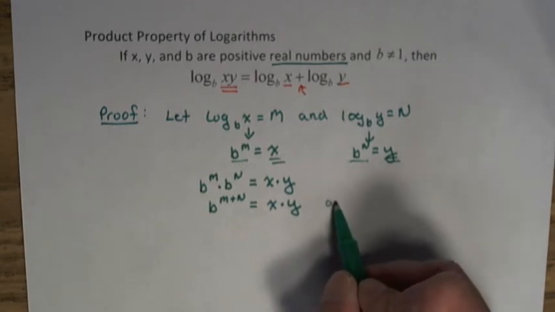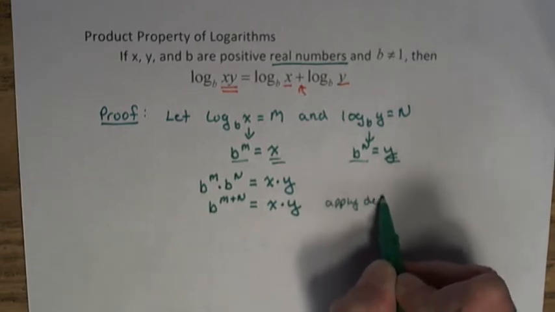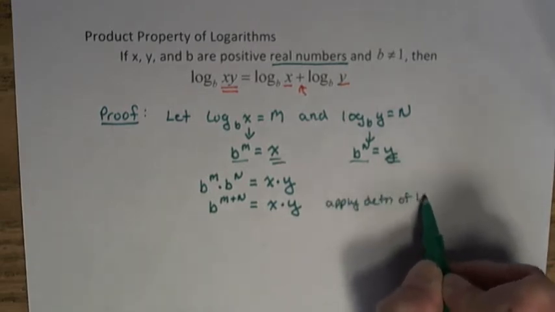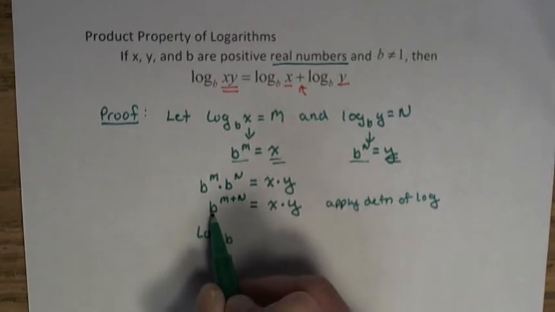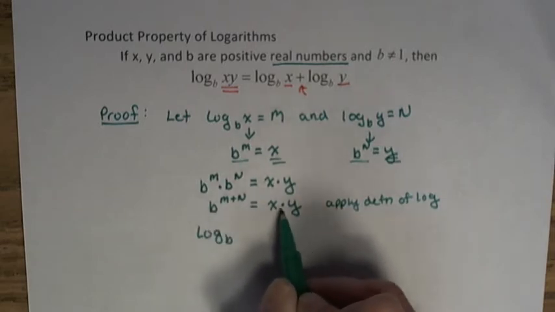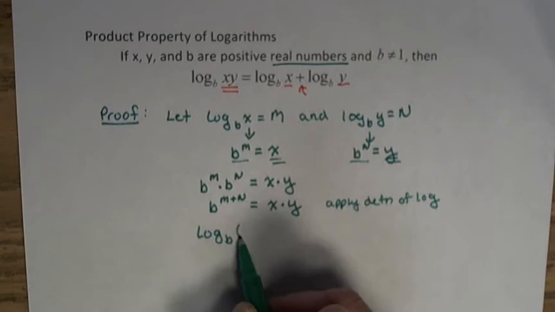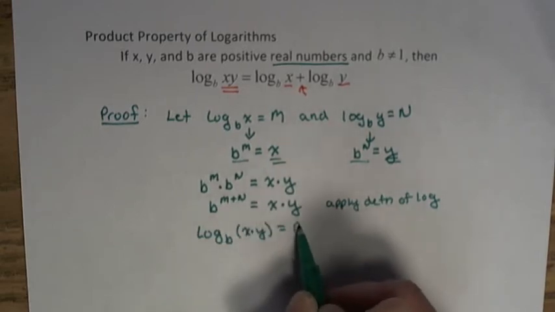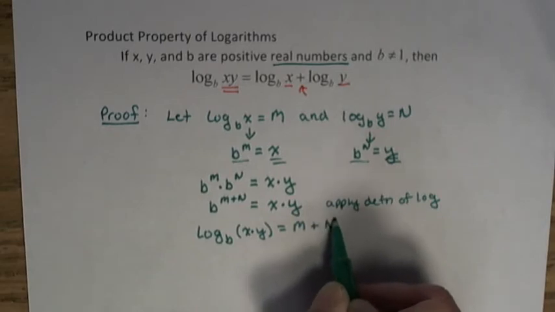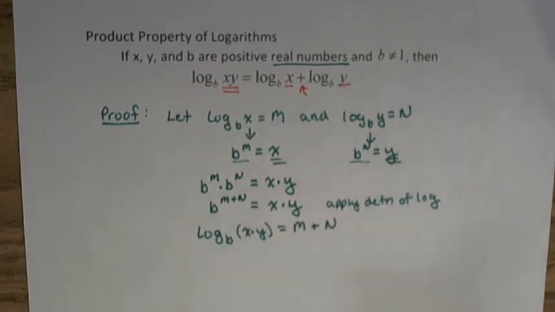So I'm going to apply the definition of log to this statement. If I do that, I'm going to get log base b, there's my base, of x times y is equal to m plus n, which is the exponent.